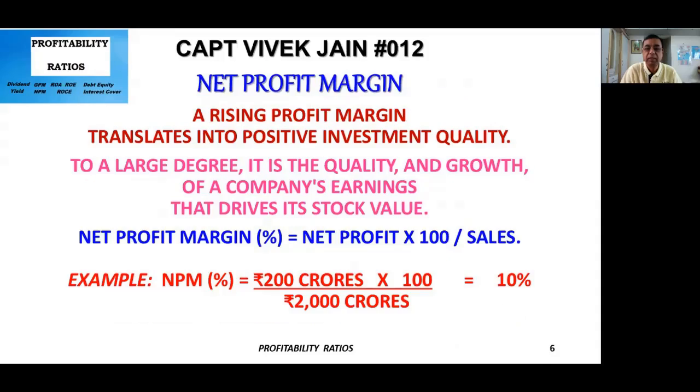So this is a small example I had given you. A rising profit margin translates into positive investment quality. And to a large degree, it is the quality and growth of a company's earnings that drives its stock value in the market. As I've shown in the example here, net profit margin is equal to net profit divided by sales multiplied by 100. So if the net profit is 200 crores and the sales are 2000 crores, then the net profit margin works out to 10%. Gross profit margin must have been definitely more than this.